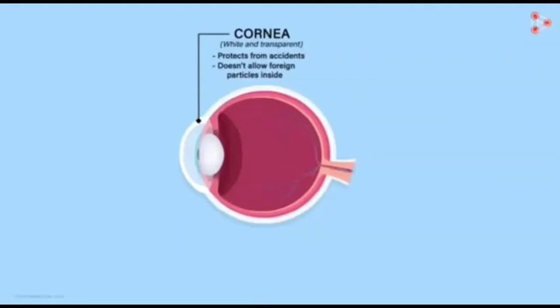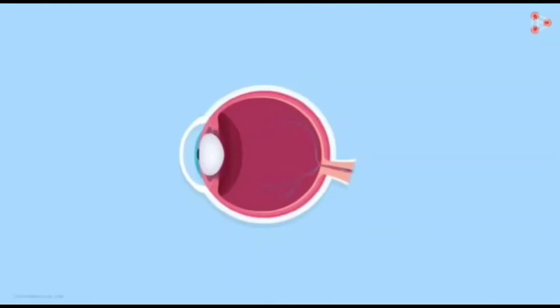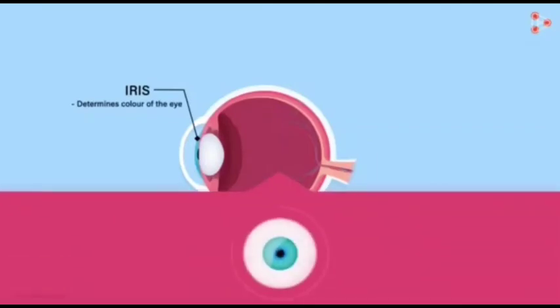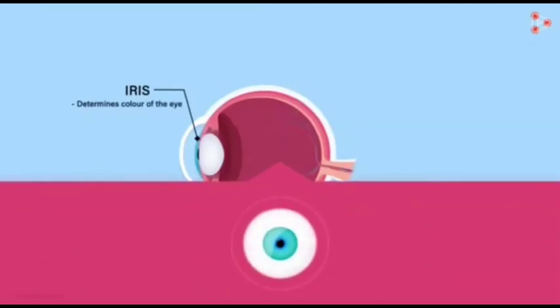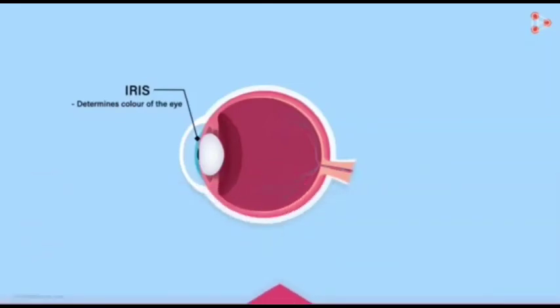Let's now talk about the things present inside. Behind the cornea, there's a dark muscular structure called the iris. Iris determines the color of the eye. For instance, when we say that a person has blue eyes, it means that the color of the iris of the person's eye is blue. Now, there is a small opening at the center of the iris for the light to enter. Do you know what it's called? It's called the pupil.